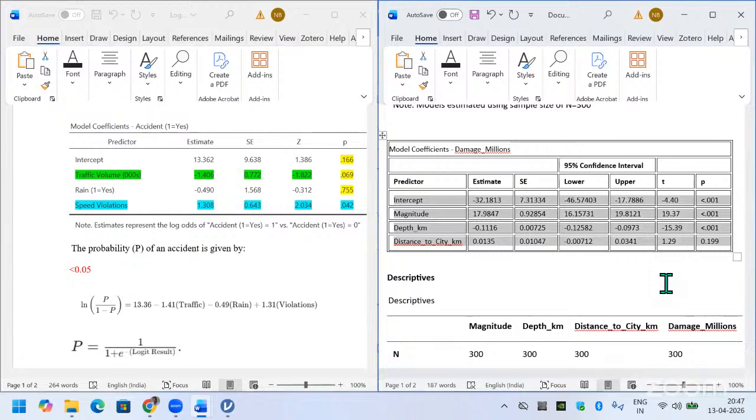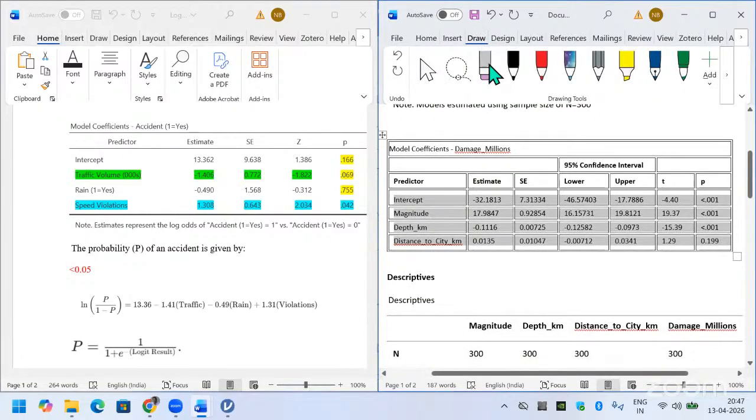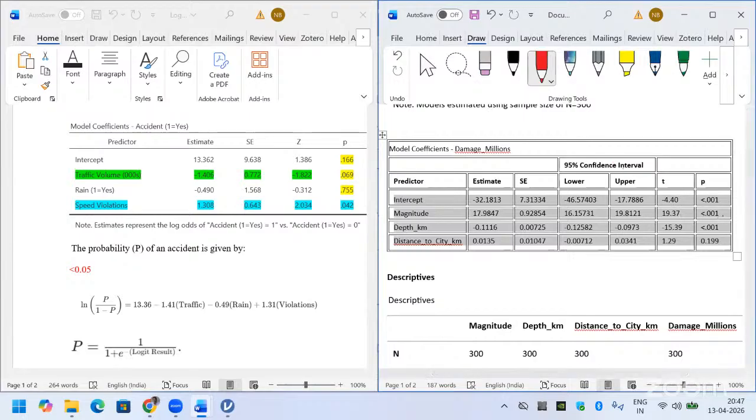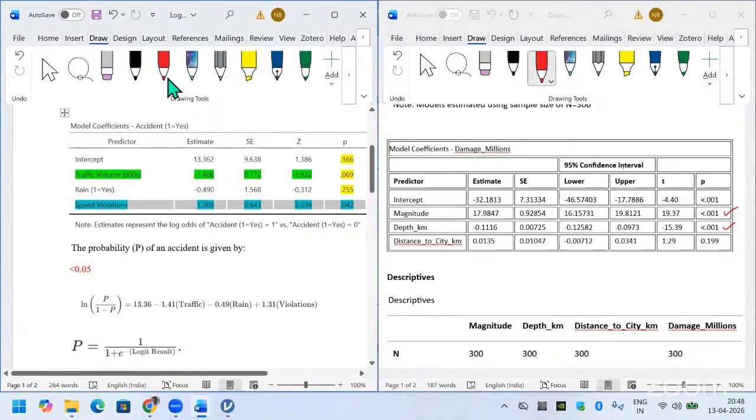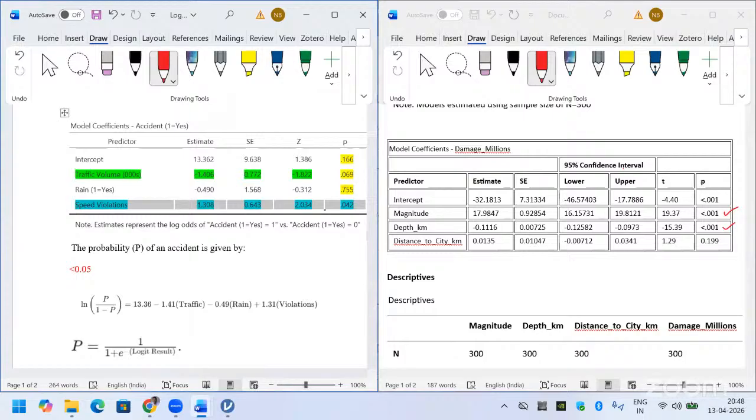Which value is quite impacting? So I think depth. Okay, so depth is impacting because the p-value is less than 0.01. Here also you can see that this is impacting because it is less than 0.05.